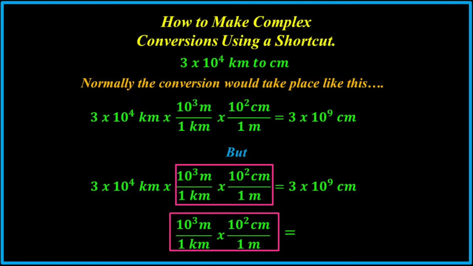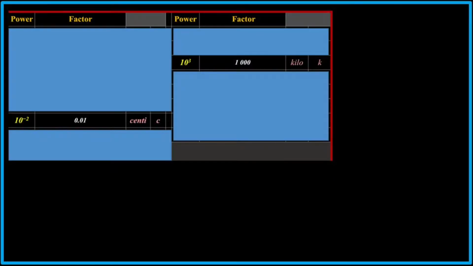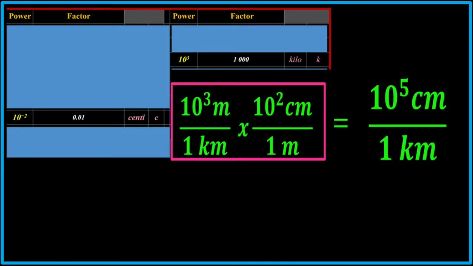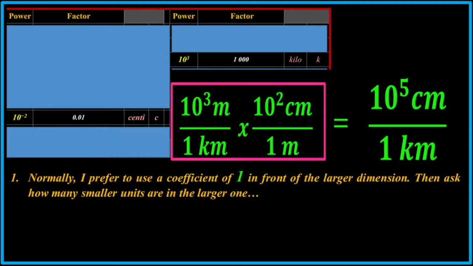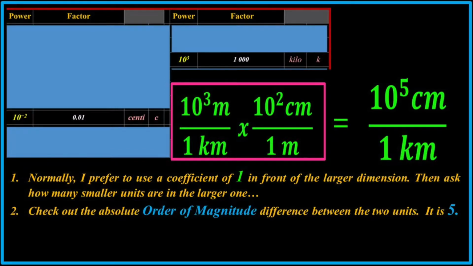centimeters. And so you look at kilometers and you look at centimeters and you say to yourself, all right, well, what is the absolute difference between 10 to the 3rd and 10 to the negative 2? Normally I prefer to use a coefficient of 1 in front of the larger dimension. Then ask, how many smaller units are in the larger one? And in order to answer that question, check out the absolute order of magnitude difference between the two units. It is 5. So you say to yourself, okay, so there would be 10 to the 5th smaller units in the larger unit.